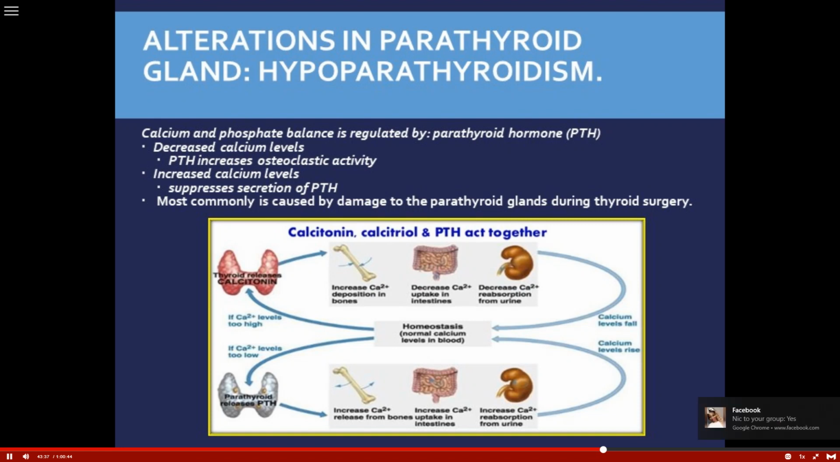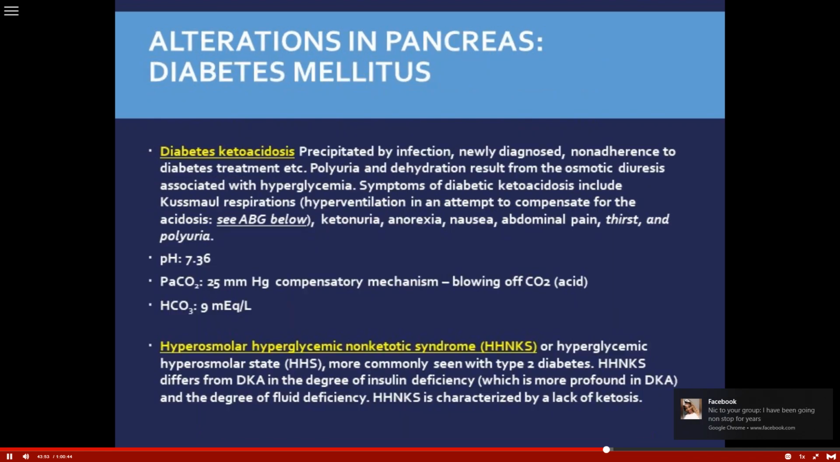So hypoparathyroidism, abnormal lows of PTH, and most commonly caused by the damage to the parathyroid glands during thyroid surgery or possibly inadvertent removal. Now let's go into the big one.